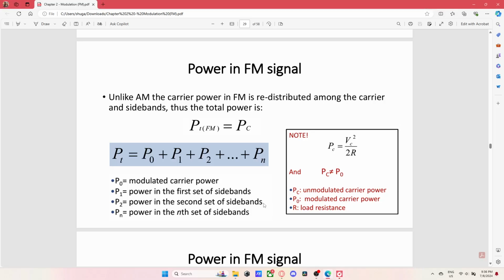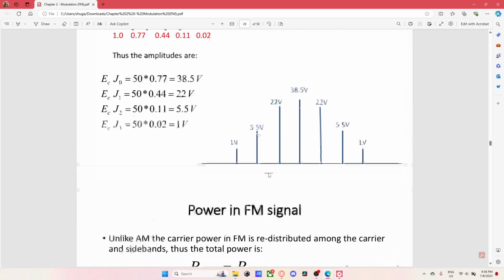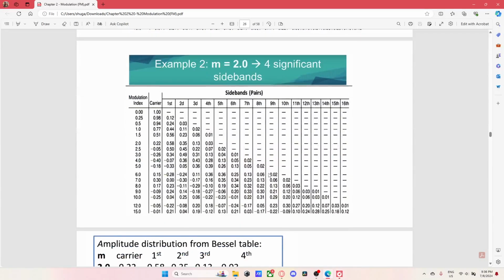So, power in an FM signal. Unlike AM, the carrier power in FM is redistributed among the carrier and the sidebands. Thus, the total power is PT equals P0 plus P1 plus P2 and some more. This is related to the Bessel function. For example, if you have modulation index 2, the values here are your J0, J1, J2, J3, and J4.